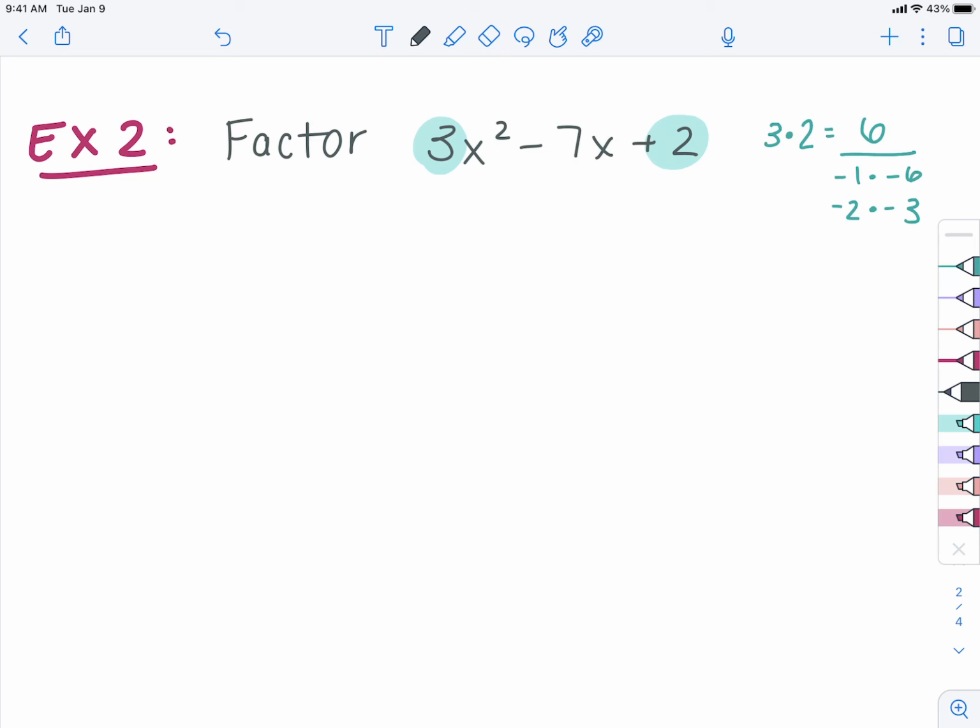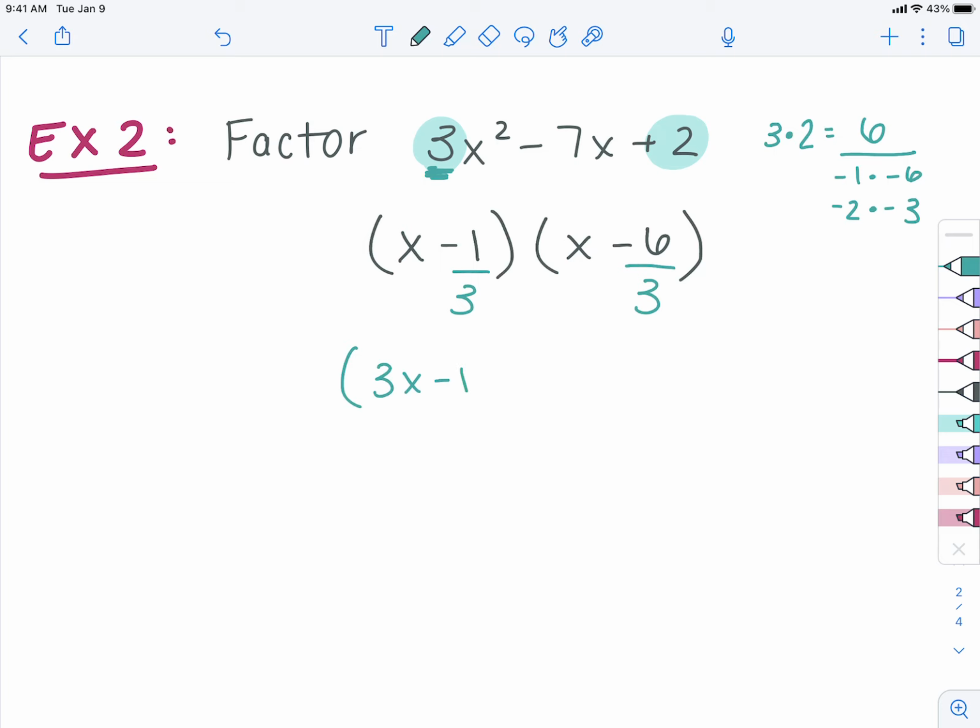So I go in and I write my two sets of parentheses, my x -1 and x -6. So that'll add to be -7. And then I have to divide by this 3 since I multiplied by 3 to get those factors. X -1/3, I can't simplify 1/3, so I'm going to bring that bottom up. And I'm going to get 3x -1.